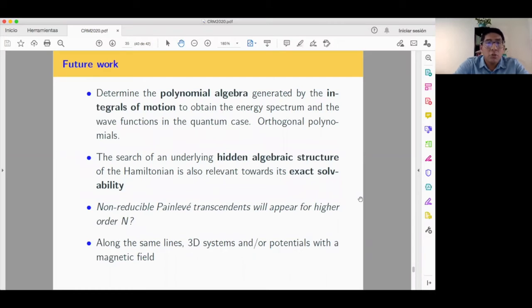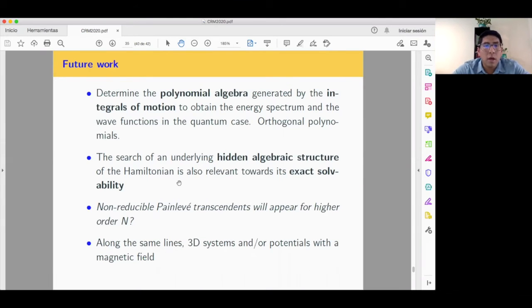So what about the future? Well, of course, there are very clear options. First is to study in more detail the polynomial algebra generated by the integrals of motion in generic ways, so for an n-order system, and use this algebra to calculate, for example, the energy spectrum and the wave functions in the case of bound states, but also, why not, the S matrix, so the dispersion in the case of unbounded solutions. This is closely related to the theory of orthogonal polynomials, standard and exceptional ones.